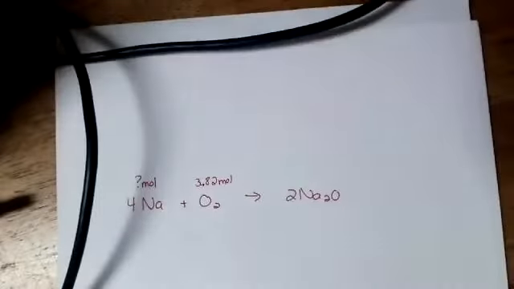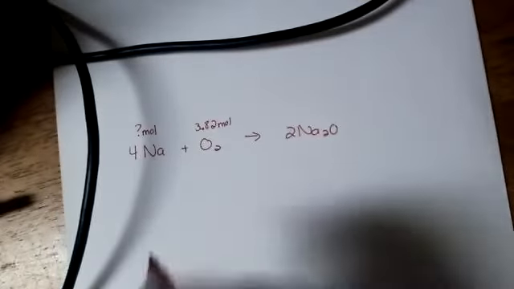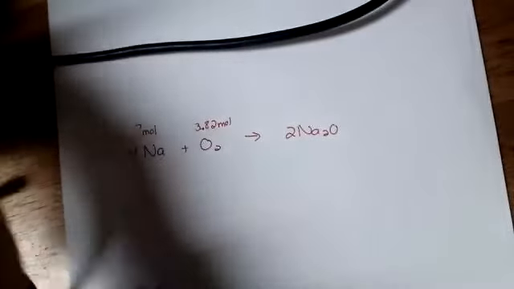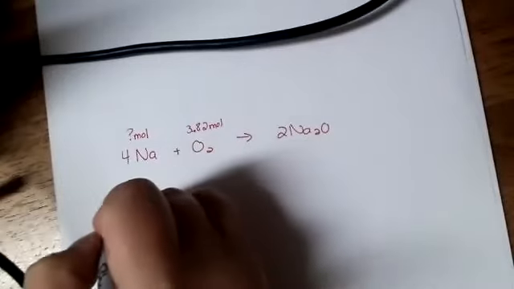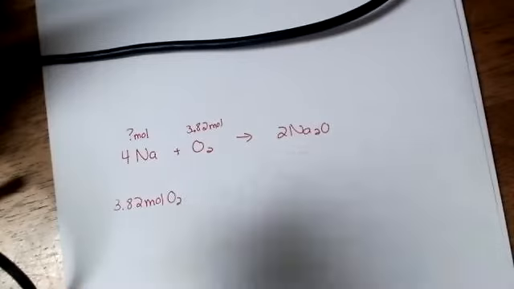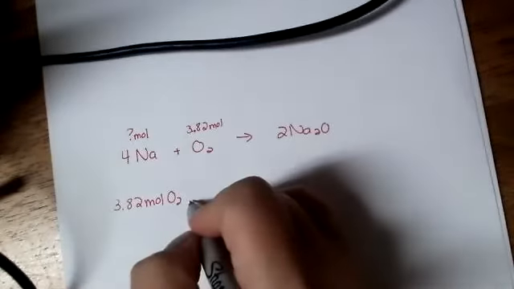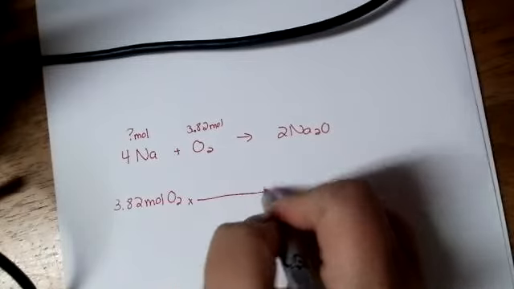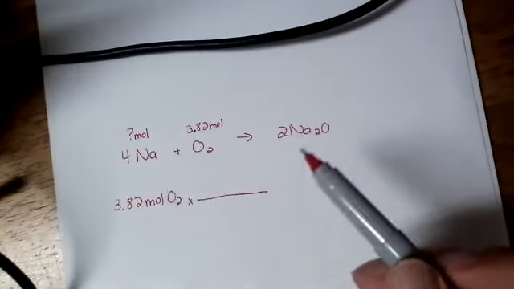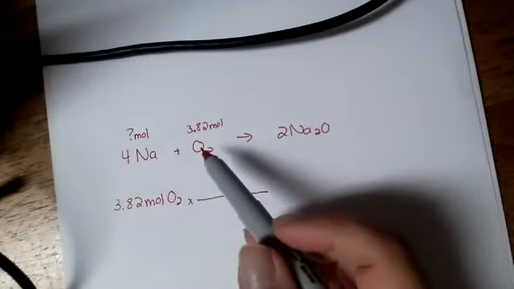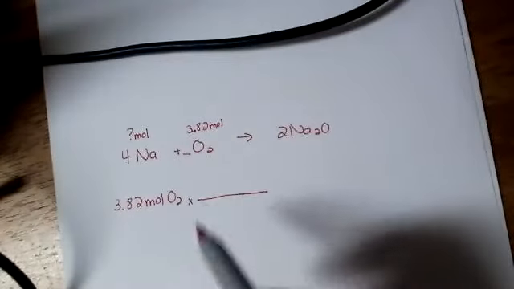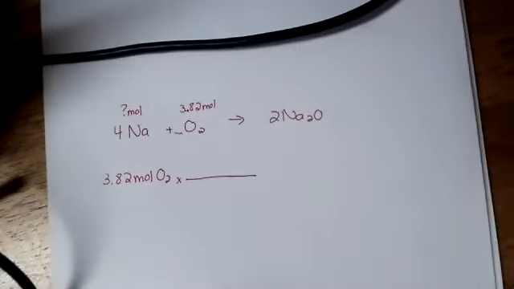So what I'm going to do is come down here and start with my given. I've got too many chords and not enough space. Okay, so we have 3.82 moles of O2. And then we need to find moles of sodium. So to go from moles of one to moles of the other, I have to use my mole to mole ratio. So I have 1 mole of O2 because there's an understood 1 coefficient. So where do I need to put that 1 mole of O2?